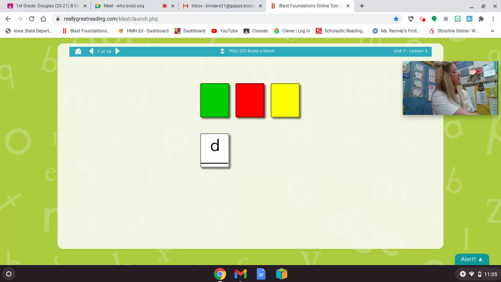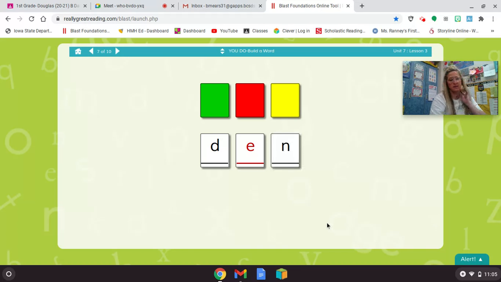Short E. Good. Short E. And then the next letter. What do you hear at the end of den? Cameron? D. Eh. N. What's that? Good. N. Good.